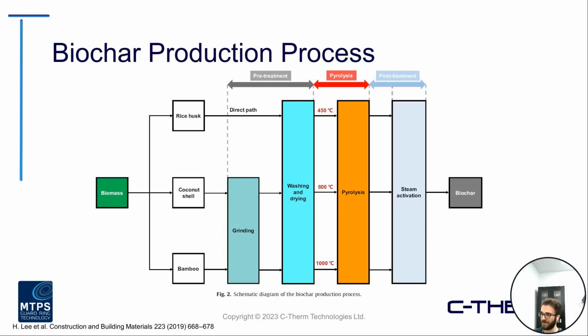Here, just a really nice schematic they had in the paper, the biochar production process. So you can see they take the biomass, the different materials, and depending on the type of samples, sometimes there's some additional processing requirements, but generally it goes to a washing and drying, and then through pyrolysis, a post-treatment, and then what you get at the end is, of course, your biochar.